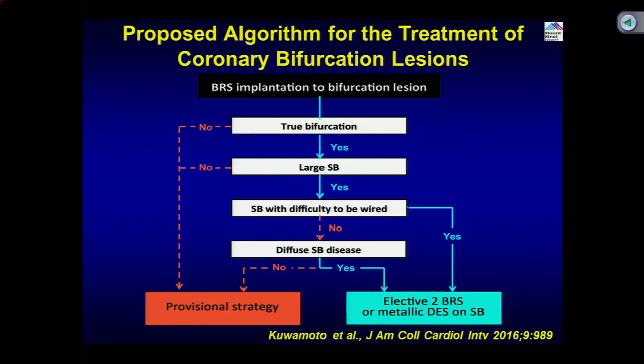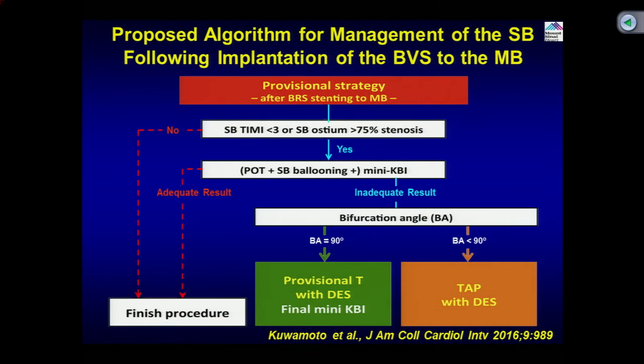So, the key still remains the recommendation by the authors, and I will come back to that subsequently: try, if possible, to use the metal DES in the side branch, and just 2 BRS in a rare situation, in my opinion, in bifurcation lesions. And this is a little extension for the provisional stent strategy: you do good lesion preparation, stent deployment, proximal dilatation, and then also, very important, when you do a kissing balloon inflation, you do a mini kissing balloon inflation.